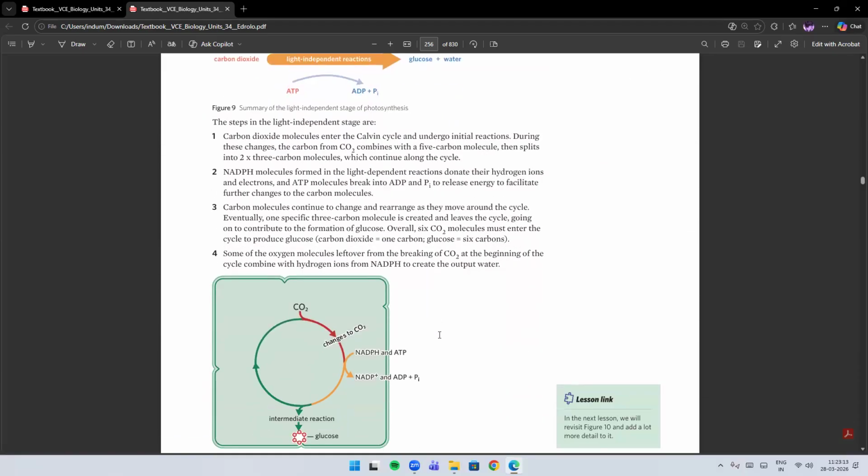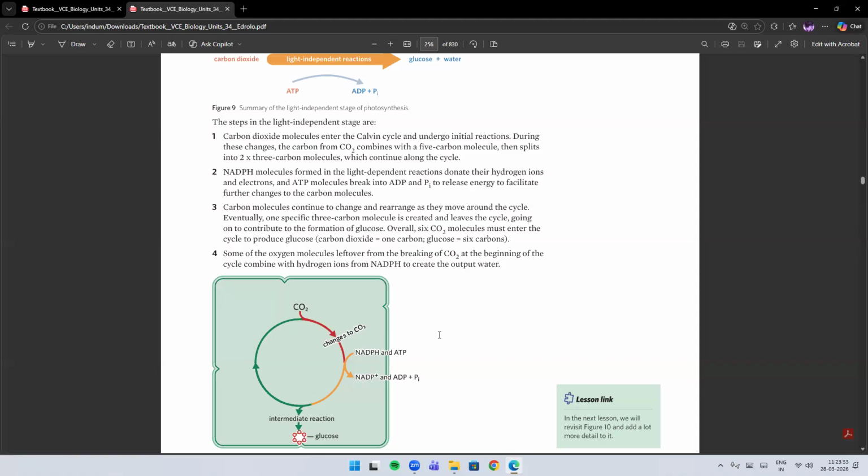The steps in the light-independent stage are: number 1. Carbon dioxide molecules enter the Calvin cycle and undergo initial reactions. During these changes, the carbon from carbon dioxide combines with a 5-carbon molecule, then splits into 2 3-carbon molecules, which continue along the cycle. Number 2. NADPH molecules formed in the light-dependent reactions donate their hydrogen ions and electrons, and ATP molecules break into ADP and inorganic phosphorus to release energy to facilitate further changes to the carbon molecules.